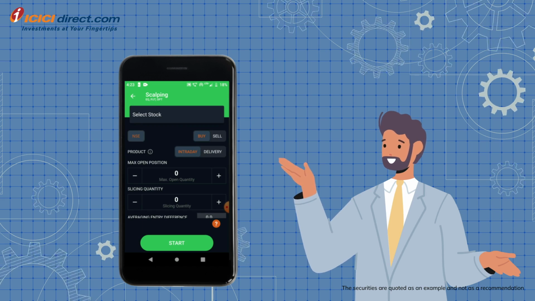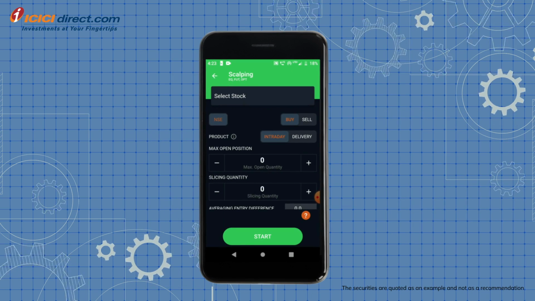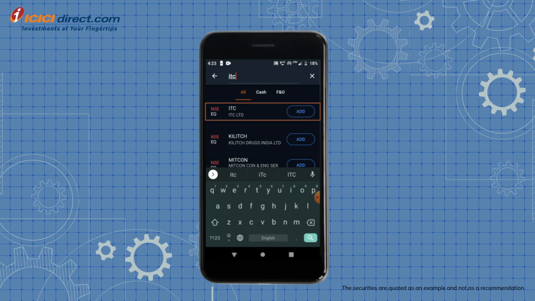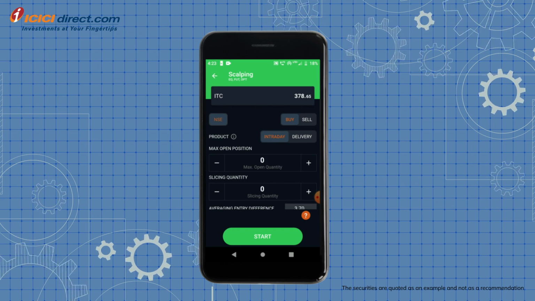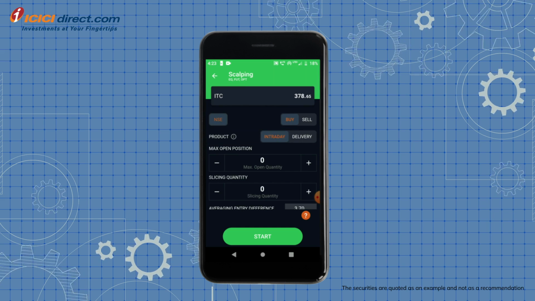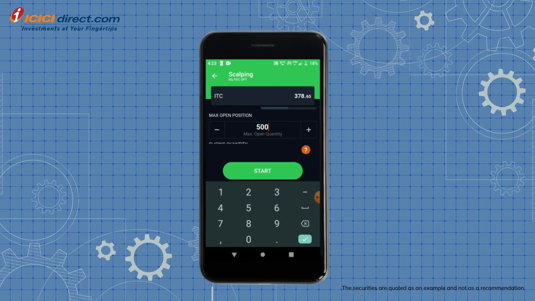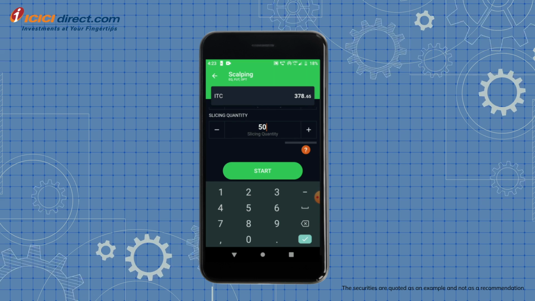Assume we wish to run a scalping strategy on ITC with max open quantity of 500 stocks. Let us walk through the inputs required for placing this strategy. First, enter the symbol in this field, ITC. Choose the side you want to keep your open positions in, buy or sell. Suppose buy. Select the product type as desired. Then, select the max open quantity that you want while scalping, 500 stocks. After this, enter the slicing quantity, 50 stocks.